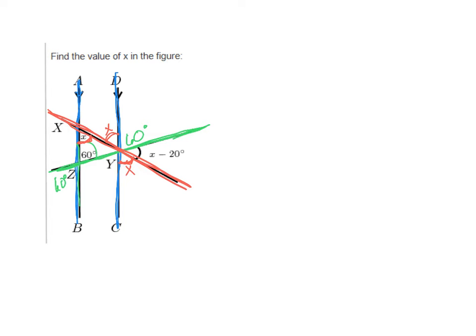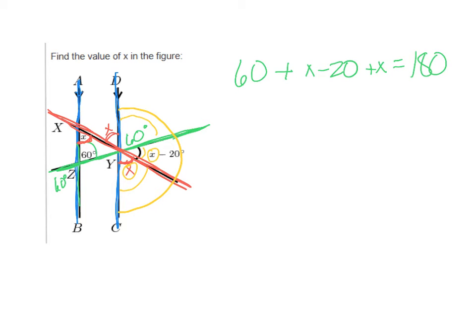So I see here a straight line. That means this angle and this angle and this angle are supplementary. And there's only one variable among them, so I can write an equation. I have my 60 degrees, plus my x minus 20 degrees, and my x degrees, and those will add together to make 180. Hopefully you see that. Now I'm just going to solve this equation.